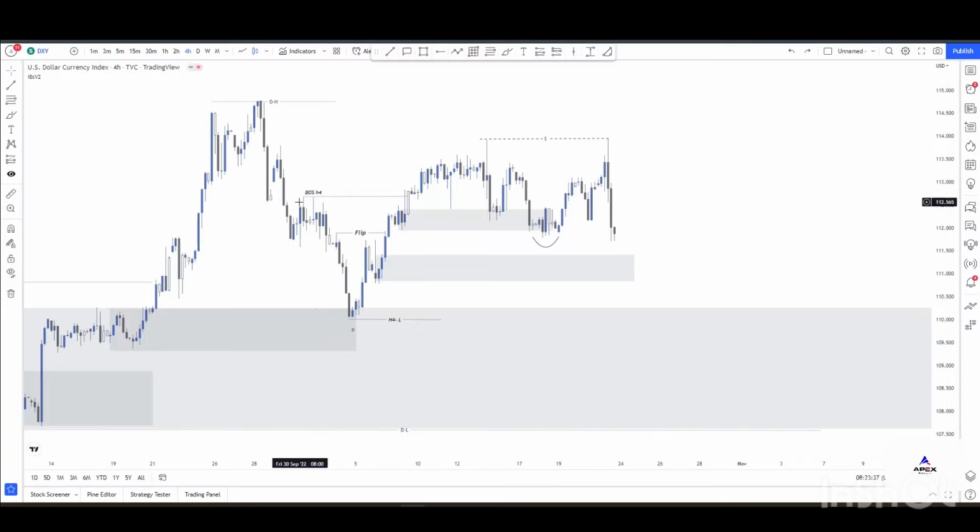We can see here we had a break of structure. This is a low and a high. So as long as price maintains this zone, market is still bullish. Now within our range, there is possibility that price may come back.